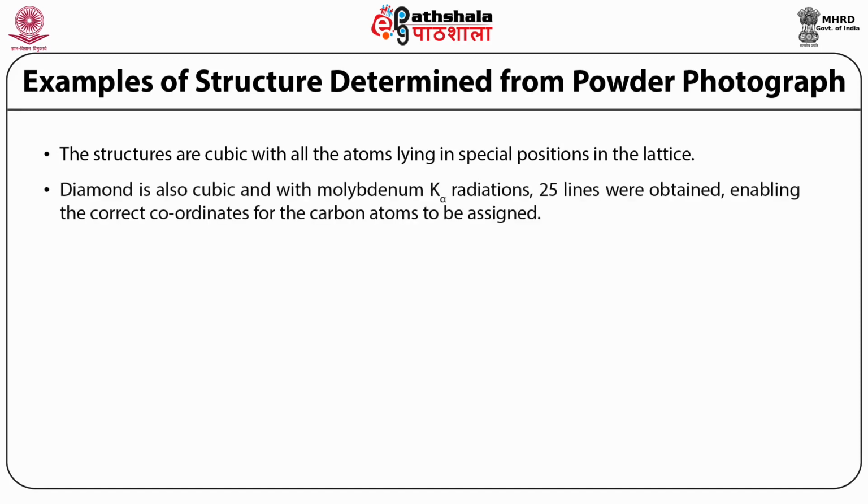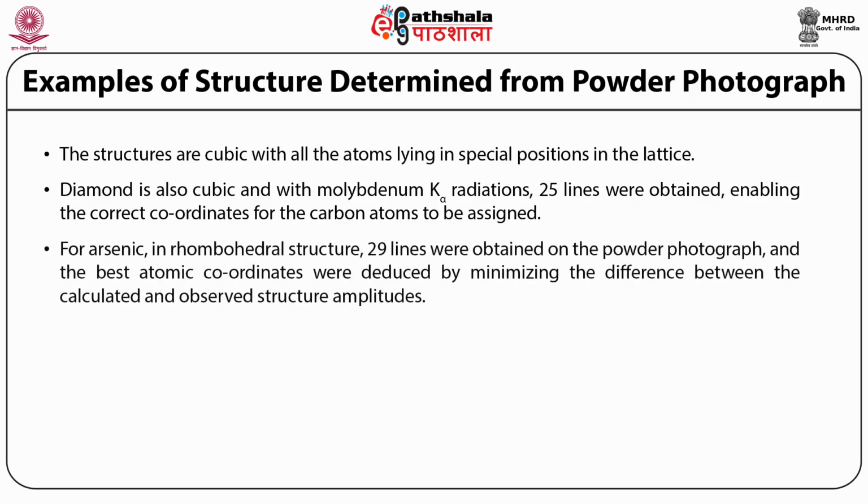Diamond is also cubic, and with molybdenum K alpha radiation, 25 lines were obtained, enabling the correct coordinates for the carbon atoms to be assigned. For arsenic, in the Römer-Hendel structure, 29 lines were obtained on the powder photograph, and the best atomic coordinates were deduced by minimizing the difference between the calculated and observed structure factor amplitudes.